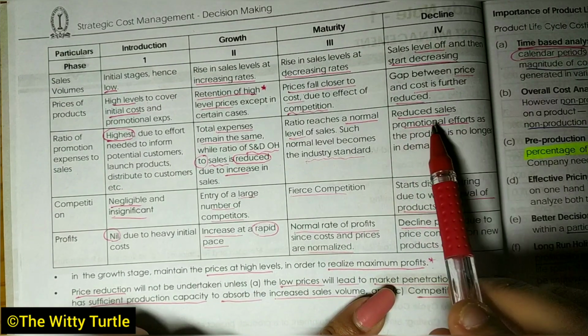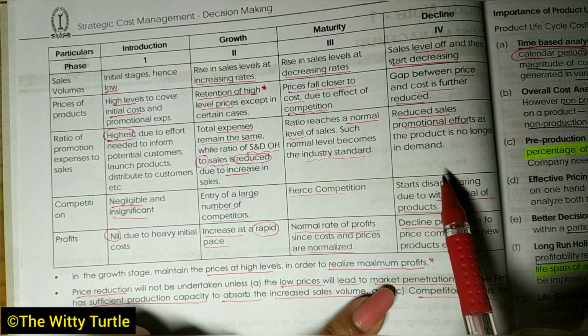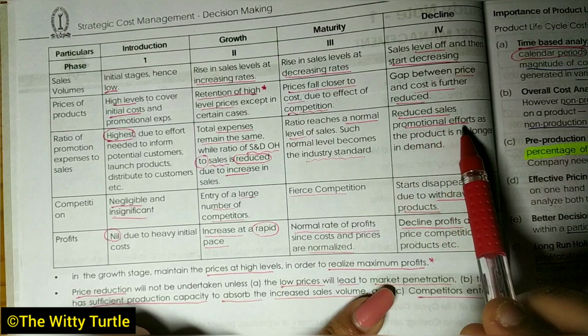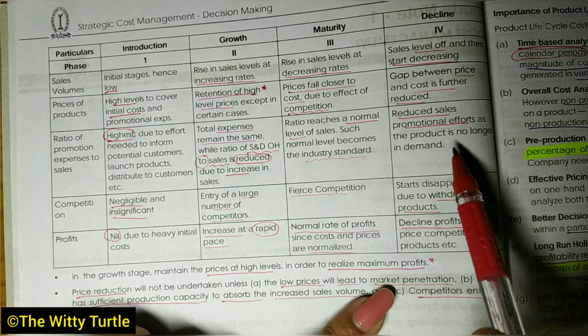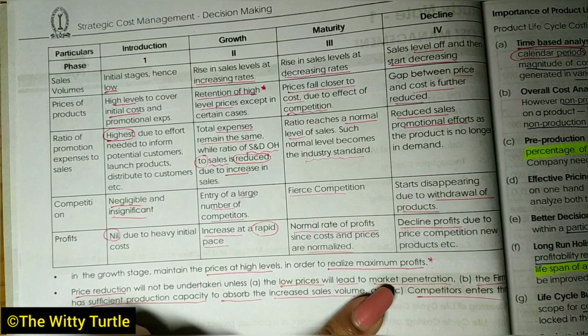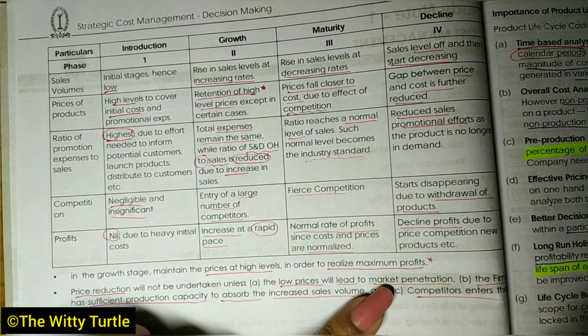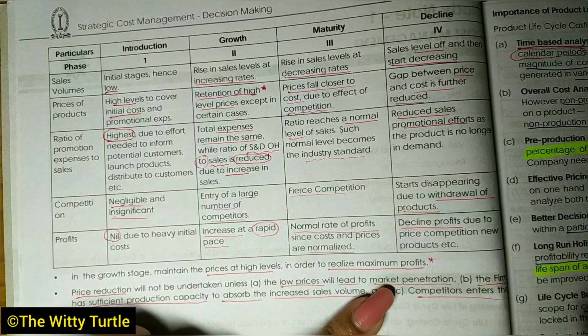Reduced sales promotional efforts as the product is no longer in demand, because in the decline phase what happens? The amount of sales starts decreasing. So the product, जो product होता है उसका demand reduce होने लगता है. So obviously promotional efforts are also no longer needed.